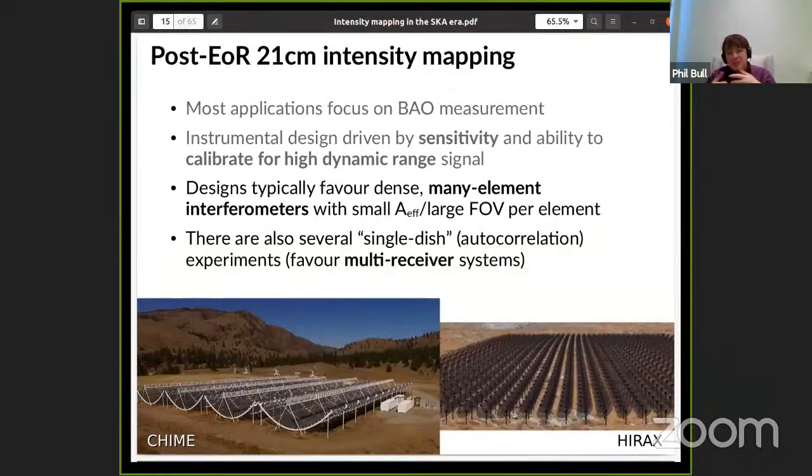So again, on maybe a slightly more technical point, people also build many element interferometers like CHIME and HIRAX that you're seeing here. If you do that for this kind of intensity mapping, you generally want to pack them close together because you care most about large angular scales of a degree or so. But I'm mostly in this talk focusing on the single dish systems that I've already been mentioning.